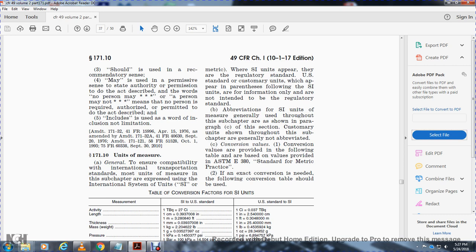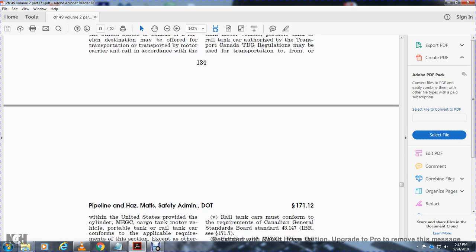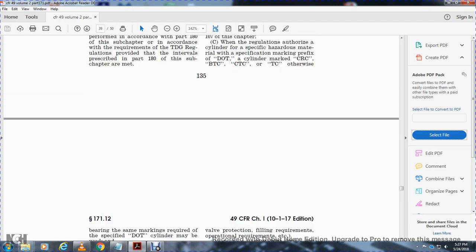Conversion values. Conversion values are provided in the following table or are based on the values provided in ASTM E380, the standard for metric practice. For the exact conversion of this data, the following conversion table should be used. I'm looking for it.